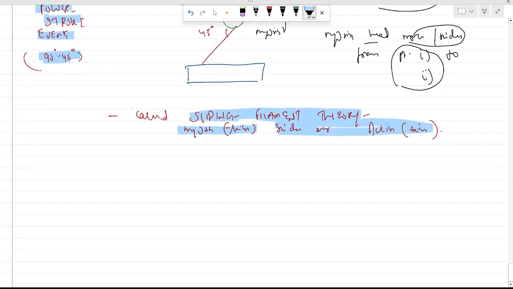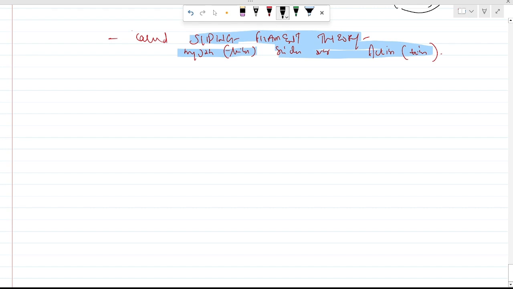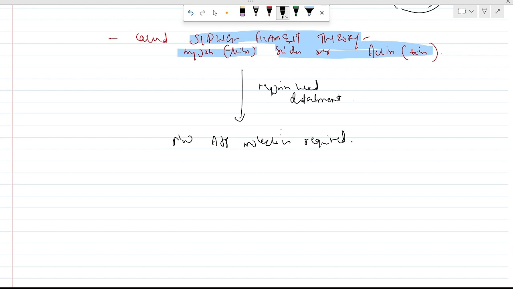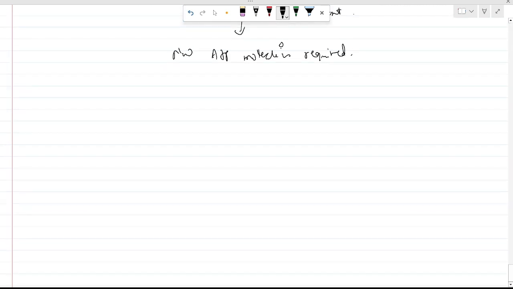Okay, now after this step, myosin head detachment occurs. After myosin head detachment occurs, a new ATP molecule is required. New ATP molecule is required. Okay, and we are again back to the first step or fifth step.